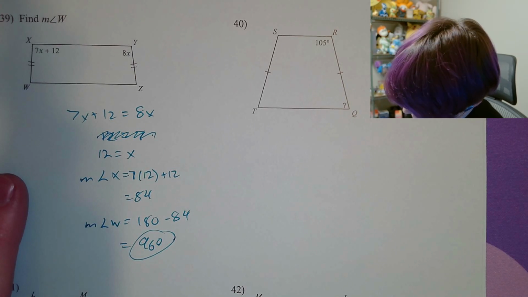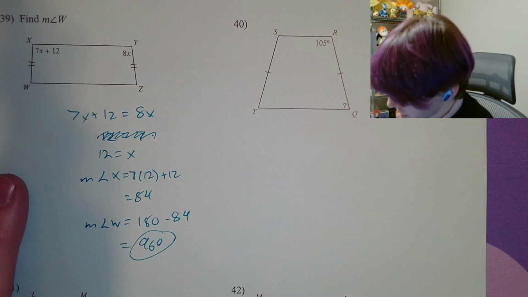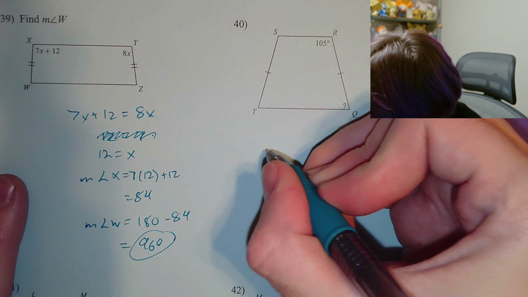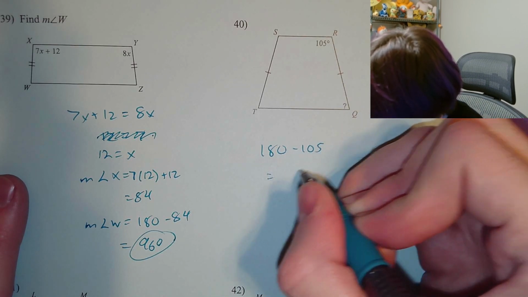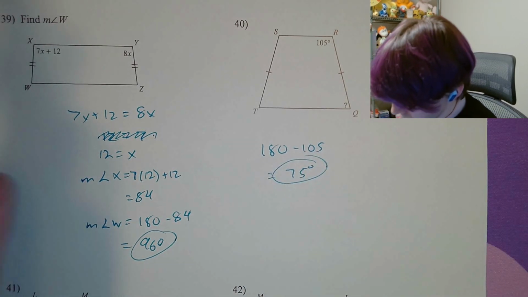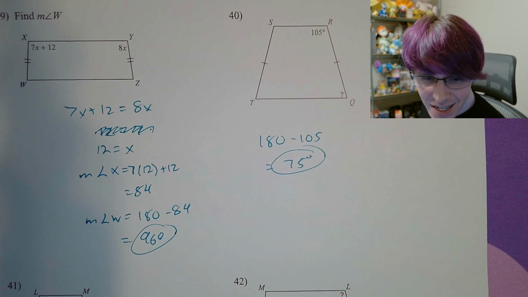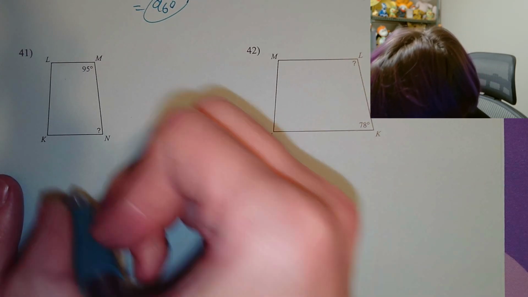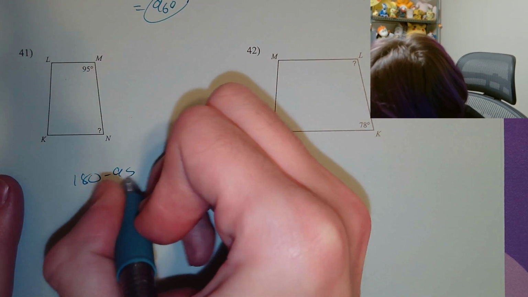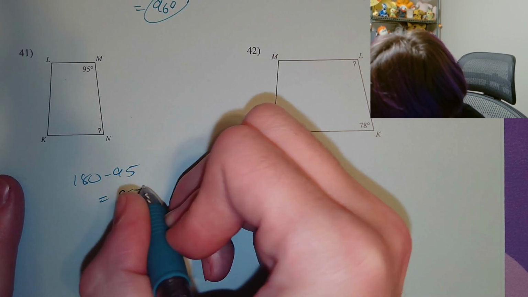So on number 40, same exact concept as number 39, really you're just subtracting from 180. So we have 180 minus 105, and that's going to give us 75 degrees. Same exact idea on question 41. Question number 41, we got 180 minus 95, and that's going to give us 85 degrees.